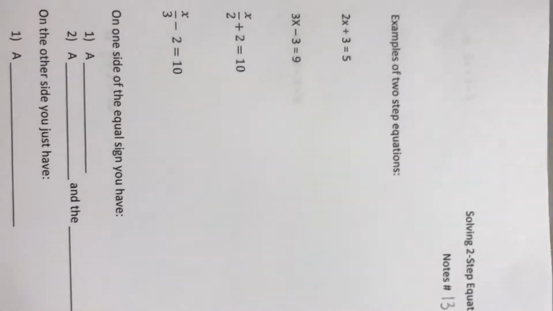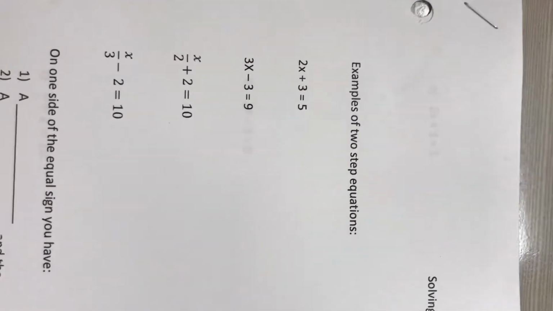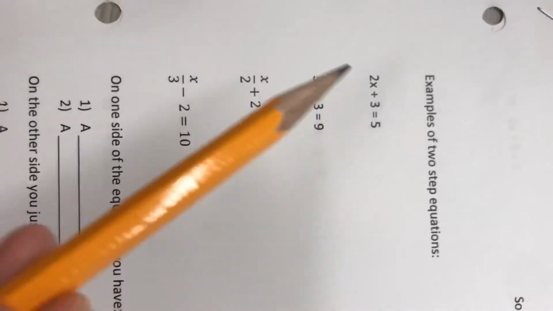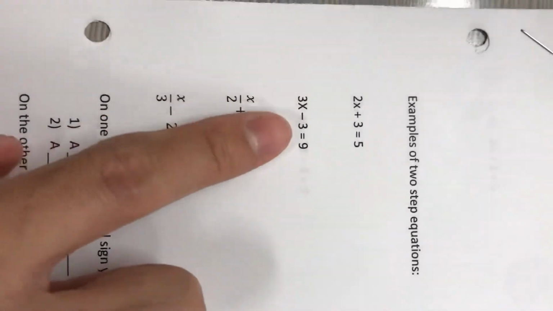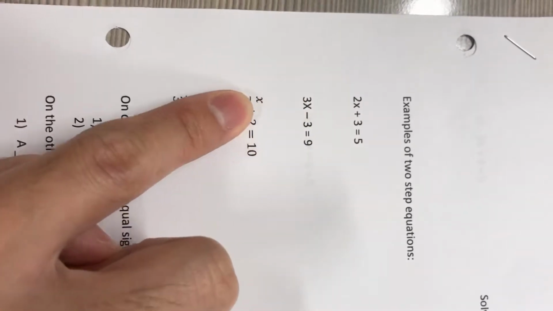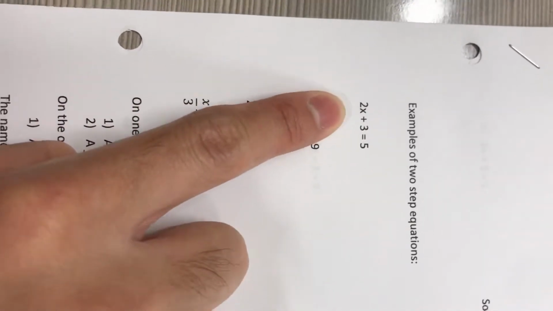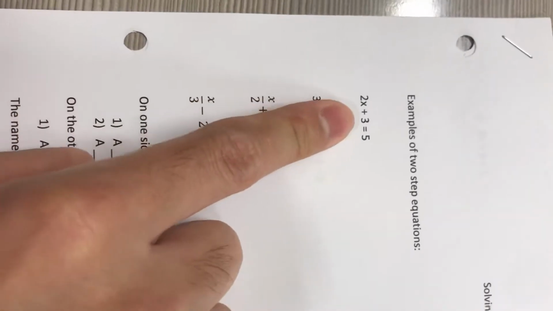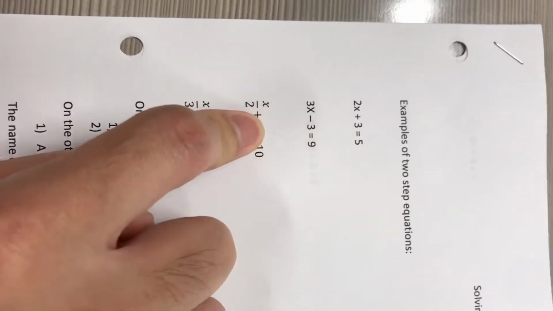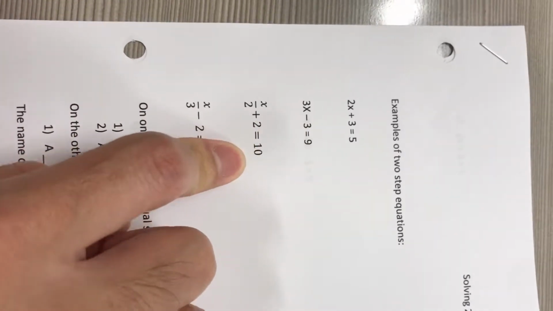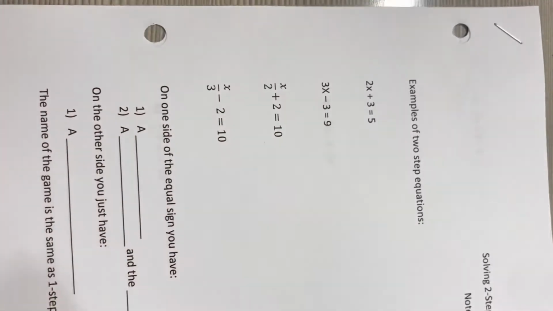All right. So these are some examples of two-step equations. We're not going to do them. I just want you to look at the structure of them. As you can see, you have a variable in every single one of these problems, something attached to the variable in every single one of these problems, and then you also have a constant right next to it. Okay, and then on this side you have, of course, a constant as always.